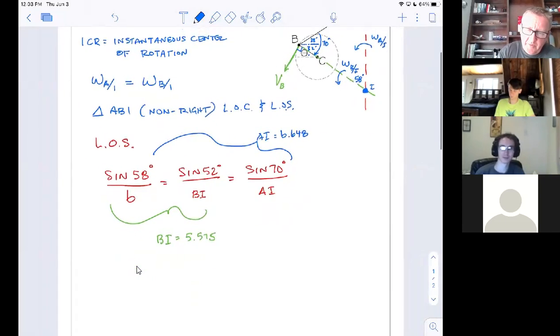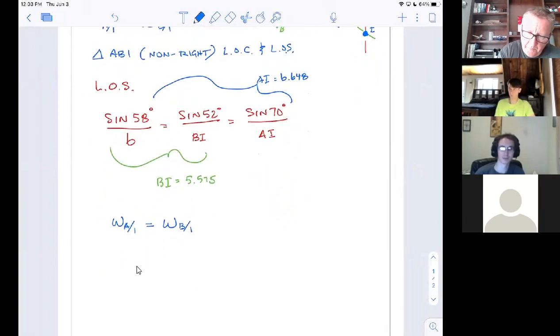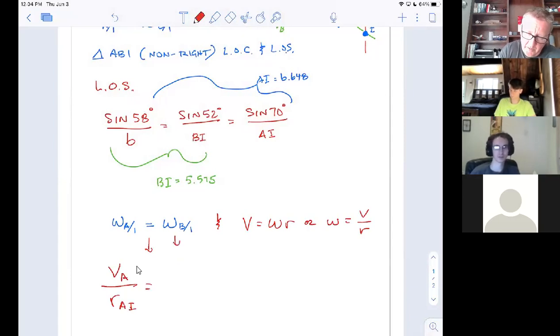So let's think about this equation then. There's kind of more than one way to do this now, but let's just think about this. If I grab this equation up here and bring it down here, and I add to it the fact that V equals omega times R, or I guess that would mean that omega equals V divided by R, then couldn't I say that the velocity of A, so I'm just taking omega here, would be the velocity of A divided by the radius of AI? Isn't that the same as this one here, omega, which is equal to V over R? So that'd be the velocity of B divided by the radius of BI.